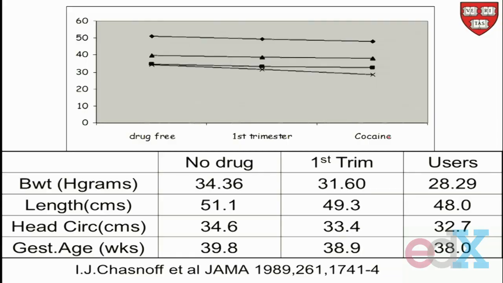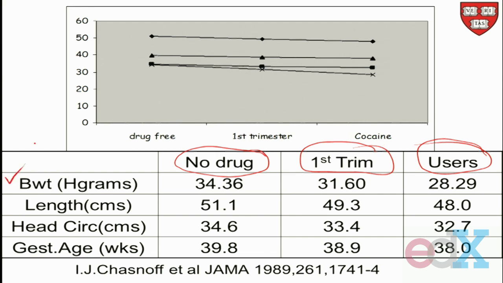Then they classified the mothers into one of three groups. In group one were the mothers who didn't have drugs at all throughout the pregnancy. The second group were the mothers who were on drugs at the beginning of the pregnancy, but they stopped. And the last group is the mothers who just kept on using the drugs throughout the pregnancy.